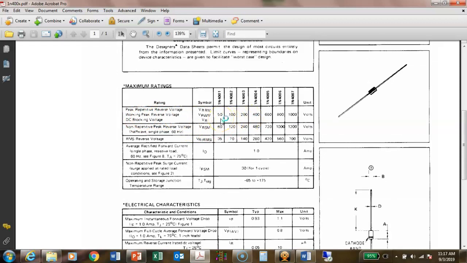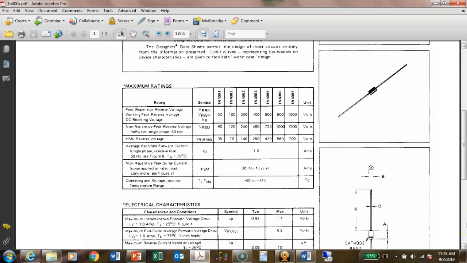So a 4001 could block up to 50 volts when it's reverse biased. A 02 could block up to 100 volts. An 03 could block up to 200 volts. So if you're replacing a diode, you might not be able to get the same diode that you have, right?